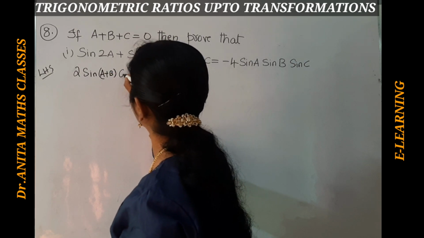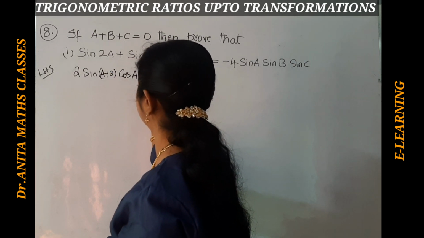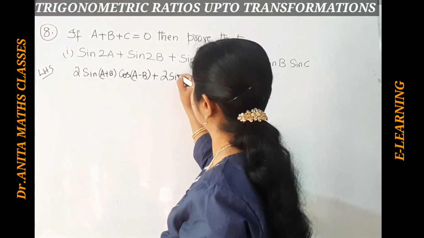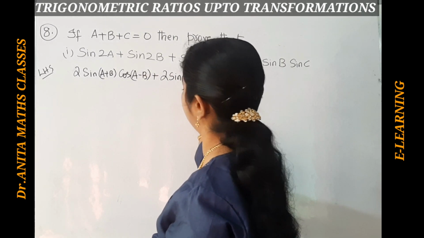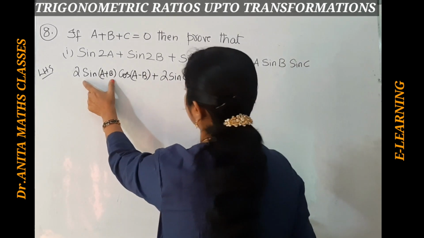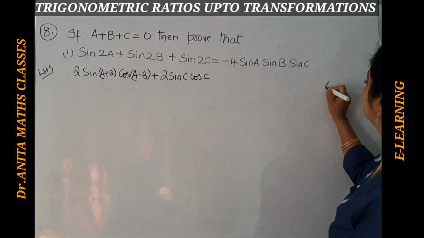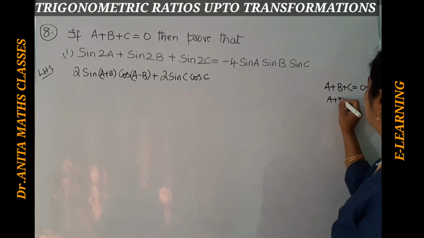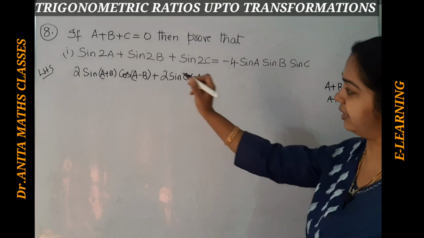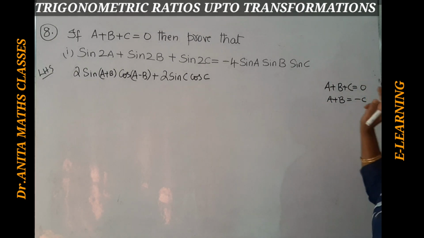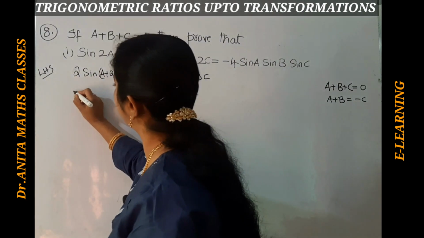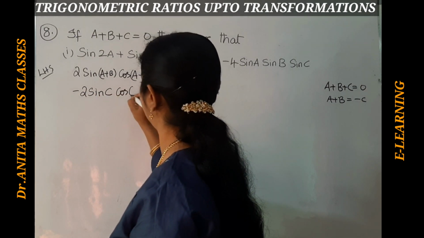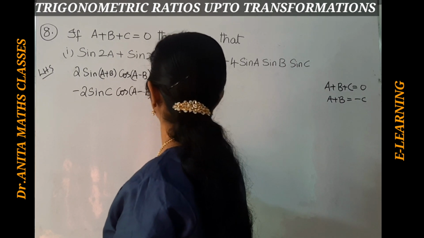Okay, and cos A minus B. And similar way, this is 2 sin C cos C. Right. Here sin A plus B is minus cos C. Here given condition is A plus B plus C is 0. So just A plus B is minus C here. And sin of A plus B is minus sin C. So here we get minus 2 sin C cos A minus B plus 2 sin C cos C here.